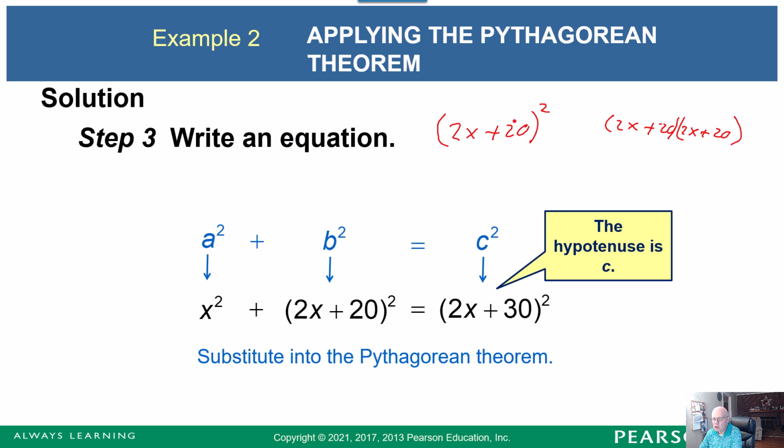If you remember the shortcut, we're squaring a binomial. Well, first of all, you square the 2x. That'll be 4x squared. Square the 20. That's 400. What's the middle term? The middle term you get by multiplying the two terms and doubling that answer. 2x times 20 is 40x. Double that, you have 80x.